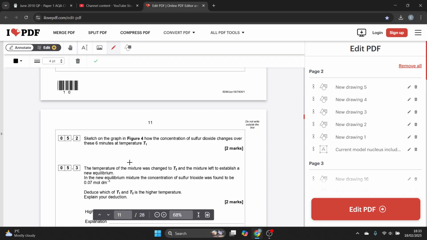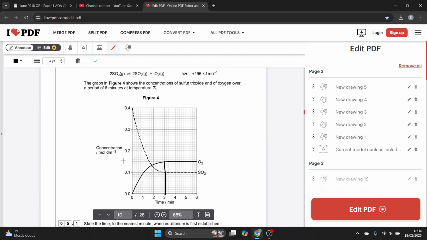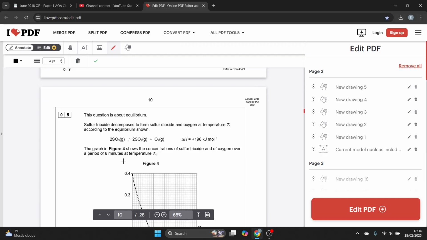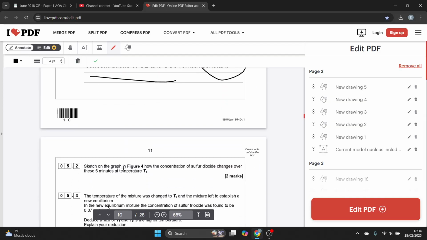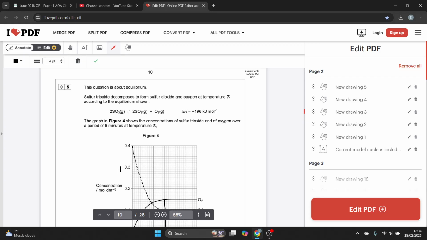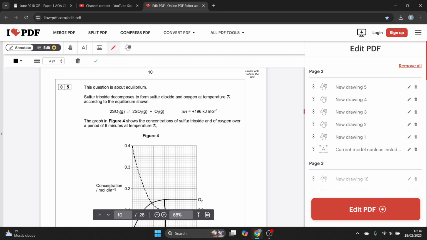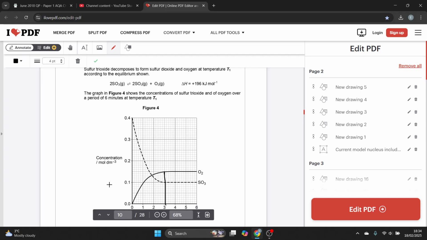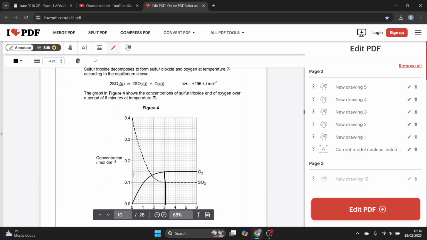Now the graph to show how the concentration of sulfur dioxide changes over 6 minutes at temperature T1. I want to see sulfur dioxide change over T1.